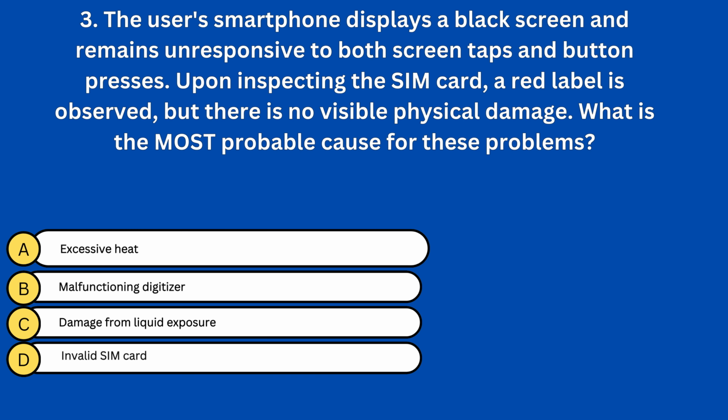The user's smartphone displays a black screen and remains unresponsive to both screen taps and button presses. Upon inspecting the SIM card, a red label is observed, but there is no visible physical damage. What is the most probable cause for these problems? Excessive heat, malfunctioning digitizer, damage from liquid exposure, invalid SIM card.